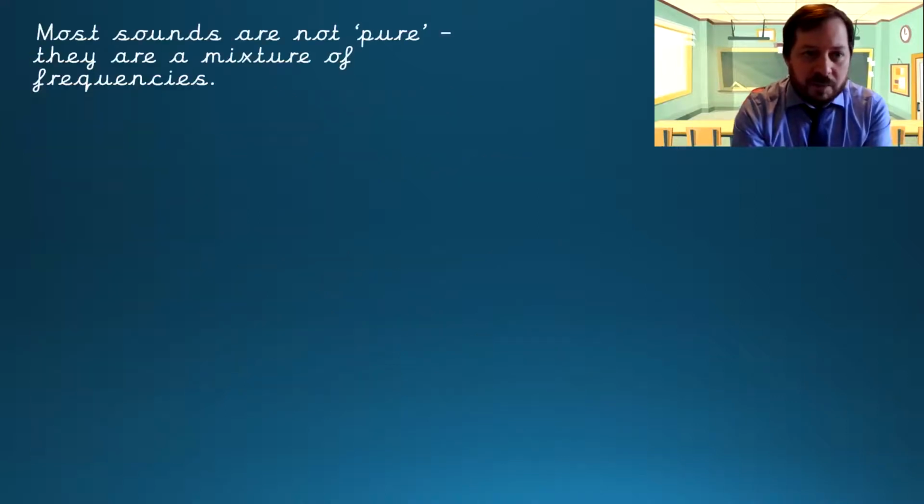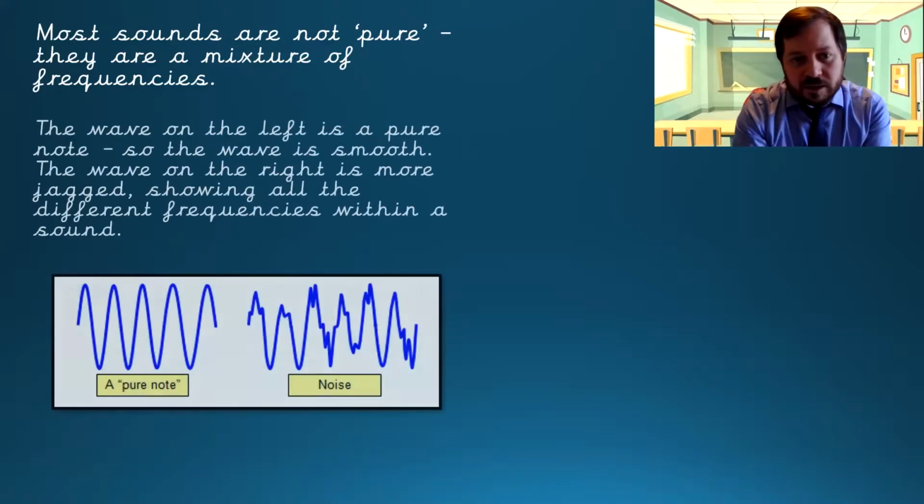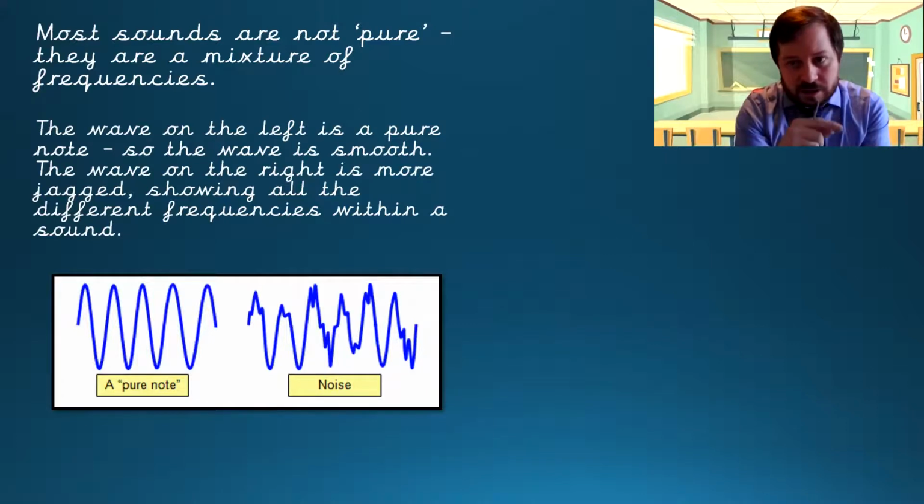So most sounds are not pure. They are a mixture of frequencies. So the wave on the left is pure sound, a pure note, one note that's continued. And you can see that you get that one wave happening. The wave on the right is more jagged, and it shows all the different frequencies within a sound. And this is what sound nearly always is.